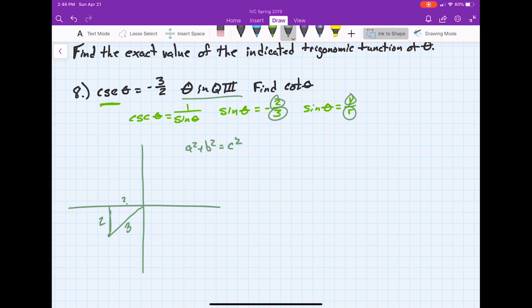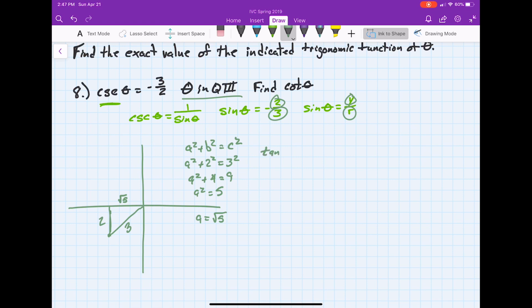So to find this value that we're looking for, we'll use Pythagorean theorem and just plug that in. A squared plus b squared equals c squared, or a squared plus 2 squared equals 3 squared, and a squared plus 4 is equal to 9. Subtract 4 from both sides. A squared is equal to 5. And then that means a is equal to the square root of 5. So now we know that this side over here, our x value, would be the square root of 5.